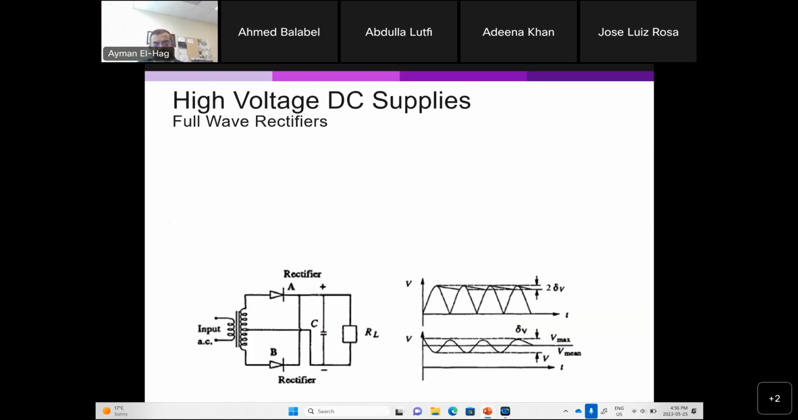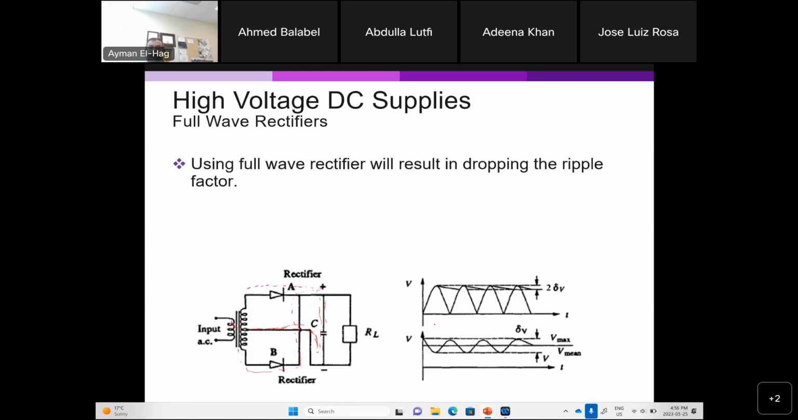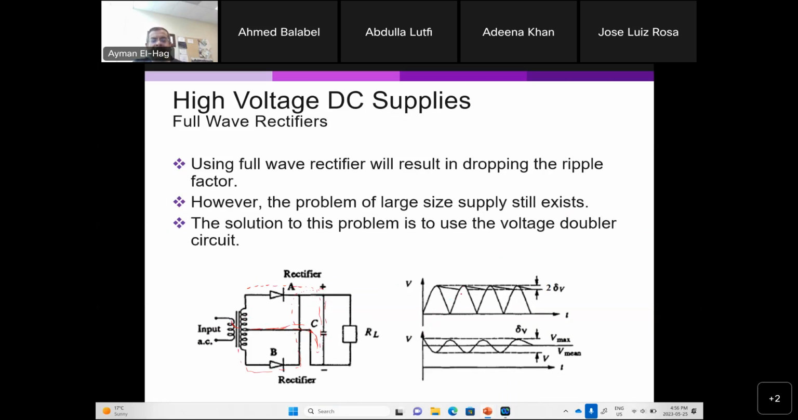This will reduce the ripples because now during the positive cycle, this diode will be on and coming back here. During the negative cycle, this will be the one that is basically going on, and coming back here as well. So you will have a better ripple factor when we use the full wave rectifier, but still the size problem is still there, and this will lead us to the solution of using the voltage doubler.